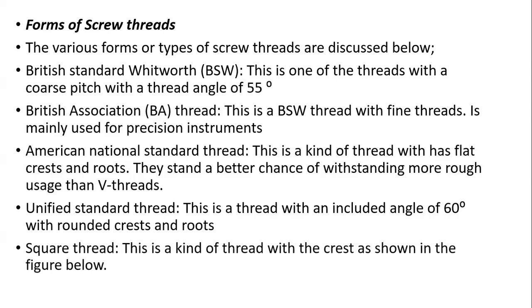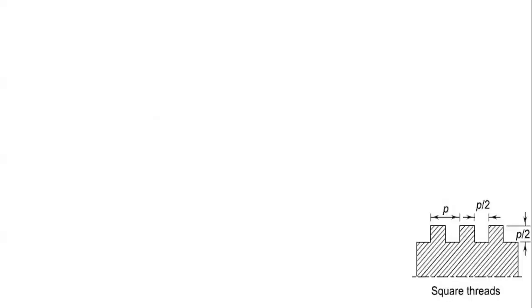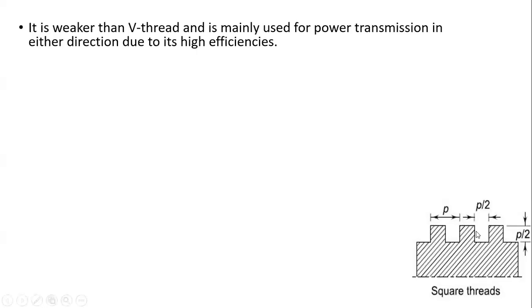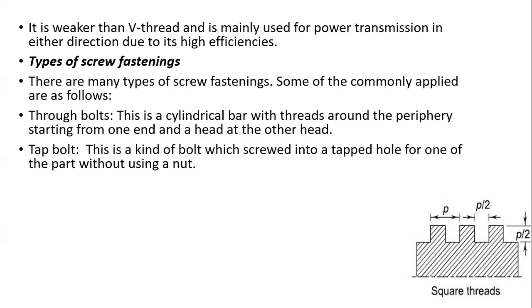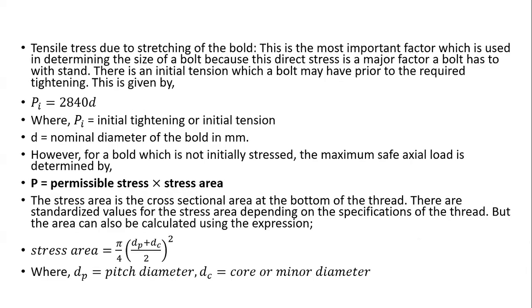Then you have the square thread, which makes up the shape of a square, both for the bottom and for the top, like you can see there, making those squares. Of course, we expect it to be weaker than the V thread because of the shape, but it's very good for power transmission and where you need a lot of lead to be covered. Fastenings, we have through bolts, tap bolts, studs, and many more. Now let's get to work.